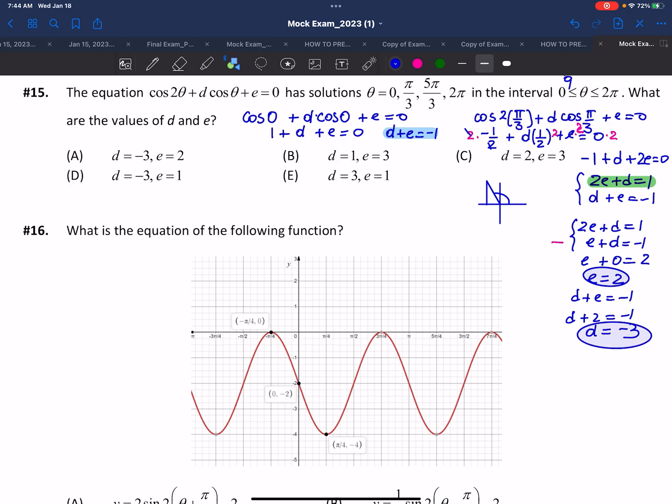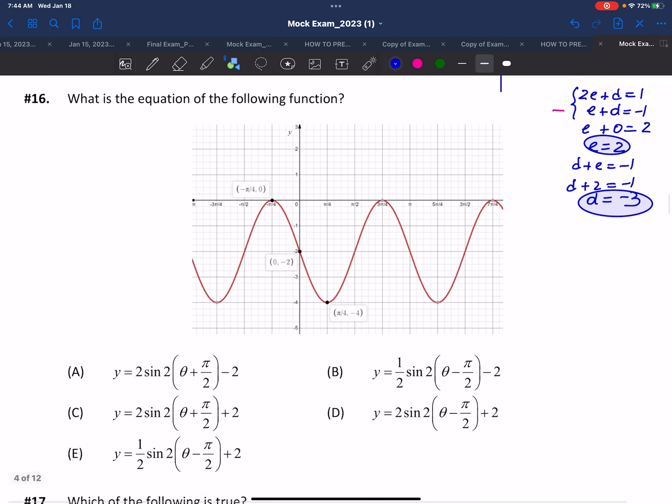So d equals negative 3 and e equals 2 is the very first option here. So we'll say the answer is A. Question 16. What is the equation of the following function? As you can see here, we have a periodic function, so either a sine or cosine.